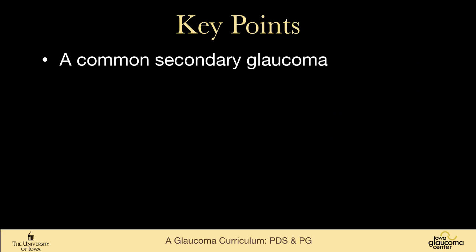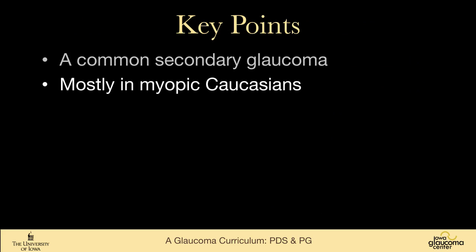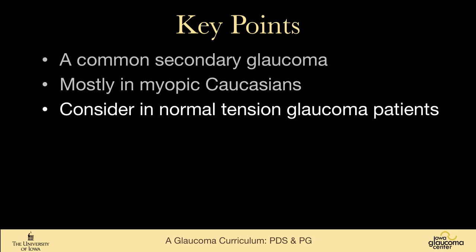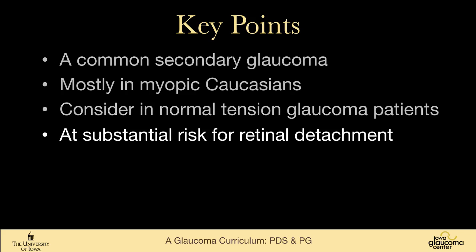So the key points are that this is a common secondary glaucoma, mostly seen in myopic Caucasians, but everybody has some risk. You should consider it in normal tension glaucoma patients. You won't see that a lot, but I've seen it several times. And these patients are at substantial risk for retinal detachment, and you need to warn them about that.